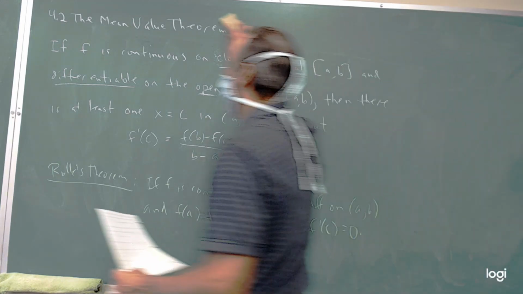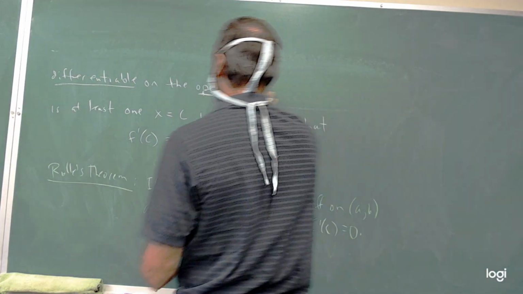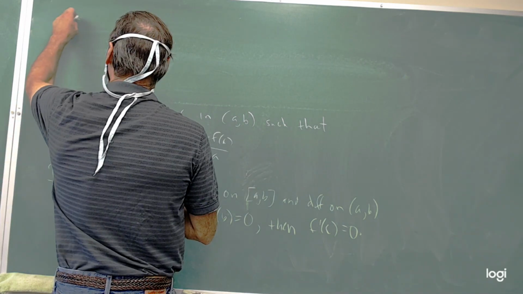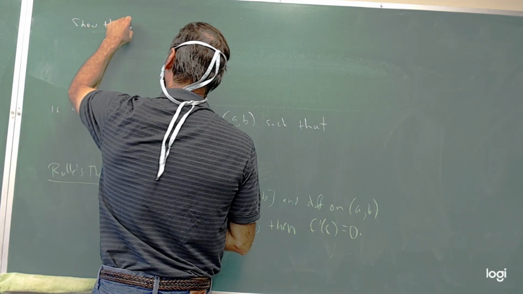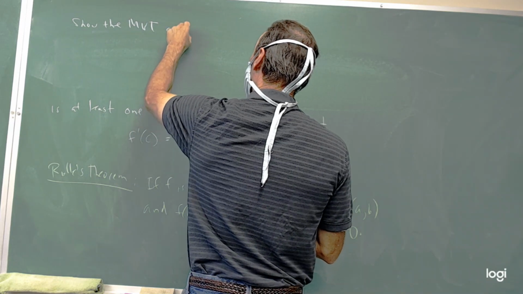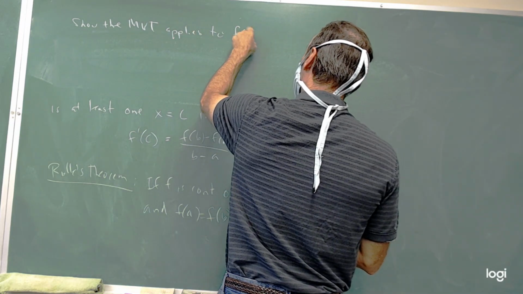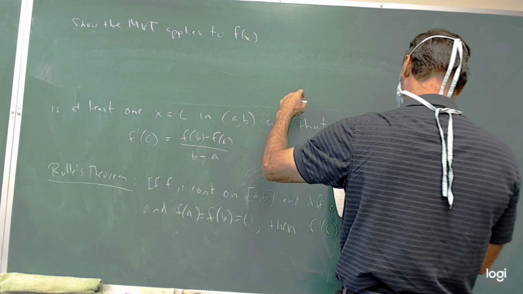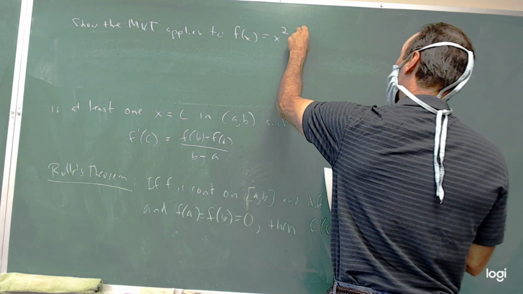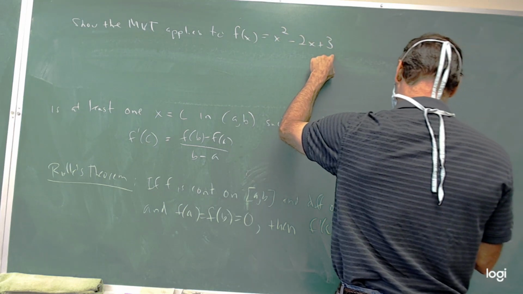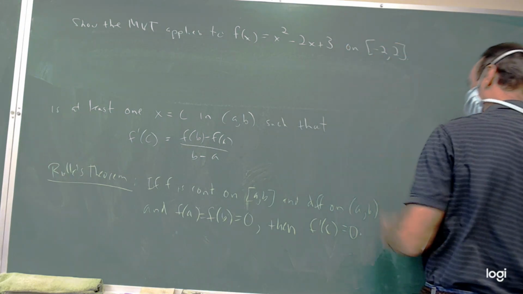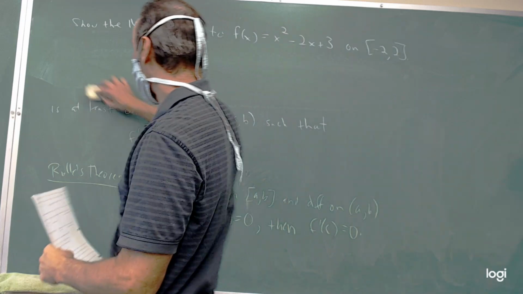Okay. So, can you show the mean value theorem applies to f of x equals x squared minus 2x plus 3 on the interval from -2 to 2? Let's do that on the board. Yeah, I think we can do this on the board.